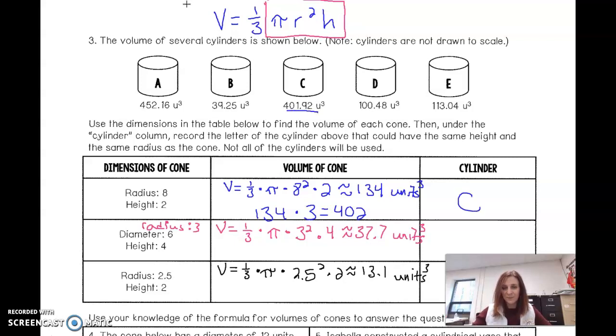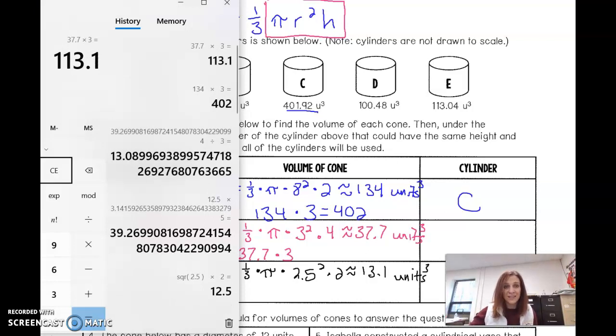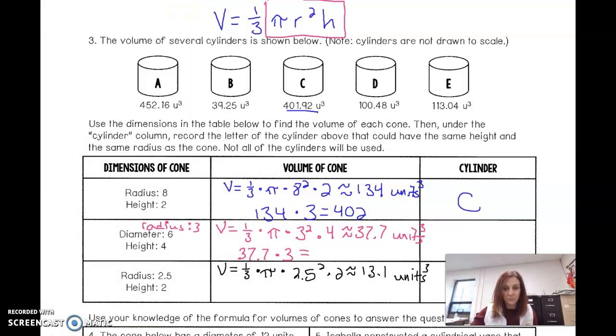C. Okay. Now, let's do the same thing here, because again, that relationship. A cone's volume is a third of a cylinder's. So I can take 37.7 and multiply it by 3, and we get 113.1. And if you look at these, which one is closest? Now again, there's a rounding error, and there's the fact that they probably use 3.14, and I'm using the pi key. But this is really close to E right here, right?